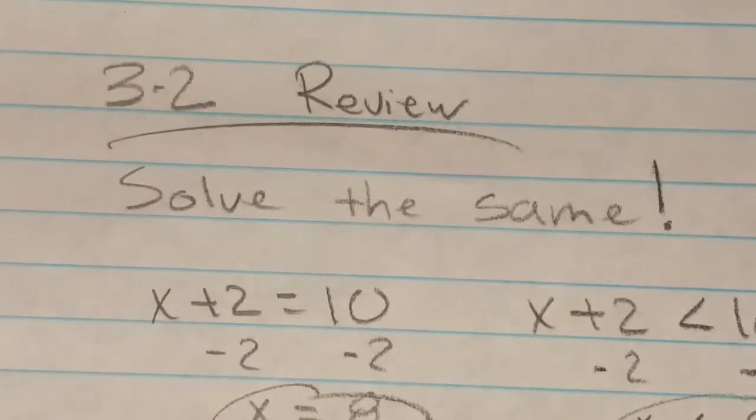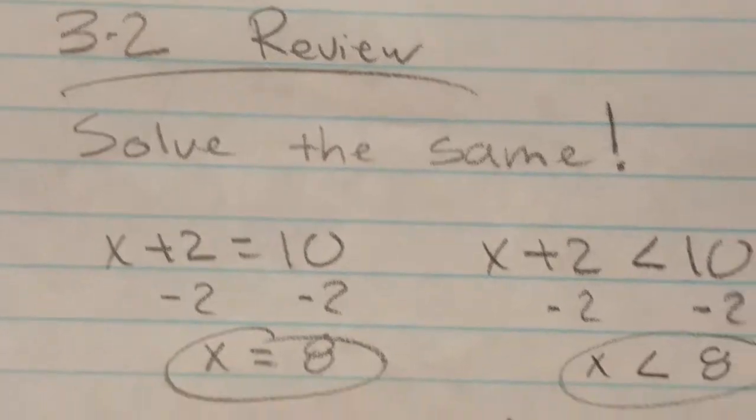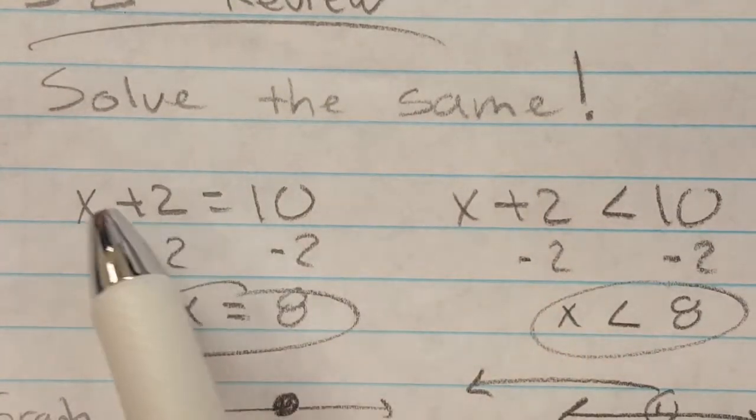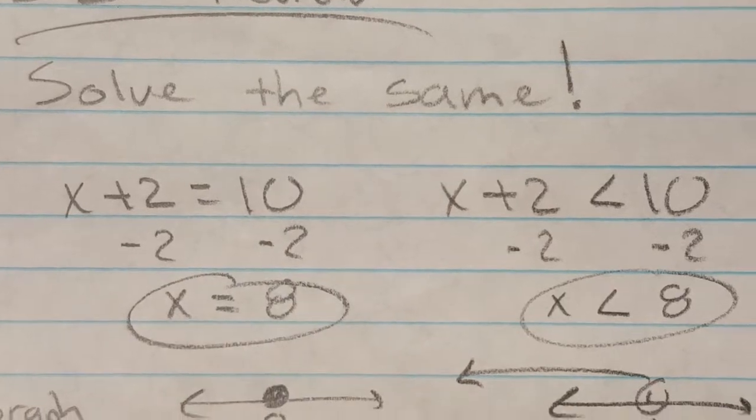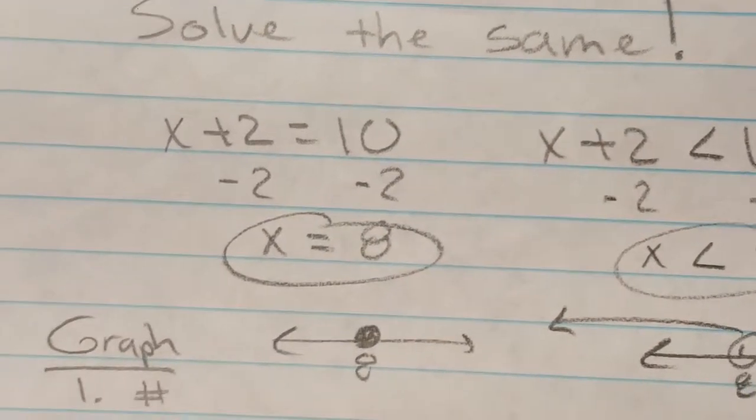Hello again, students. I wanted to go over 3-2 a little bit. We're solving some inequalities. We're solving and then graphing. So we solve them the exact same way we would solve equations. Notice x plus 2 equals 10, minus 2, minus 2, x equals 10. Boom, end of story. Now you could graph these, but they're pretty boring graphs.